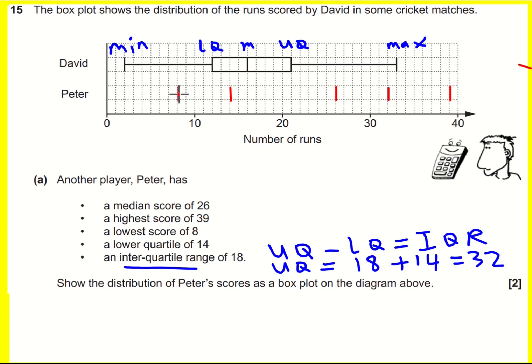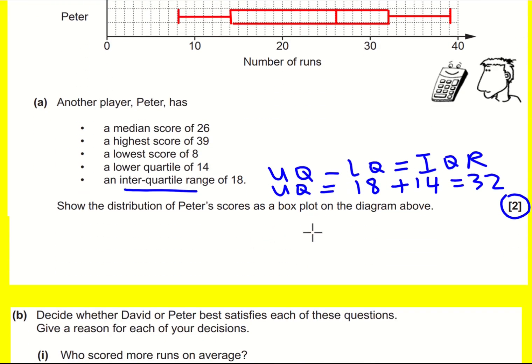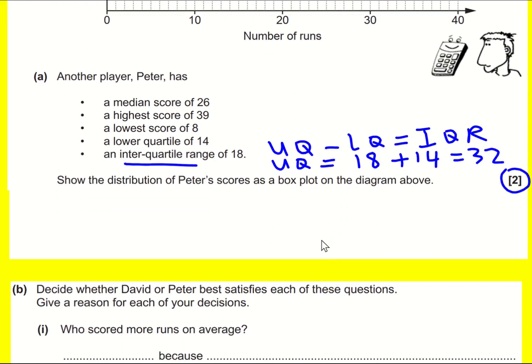I can now join this up, and I've got a box plot for Peter. It shows his scores using his 5-number summary. Brilliant. Decide whether David or Peter best satisfies each of these questions and give a reason.